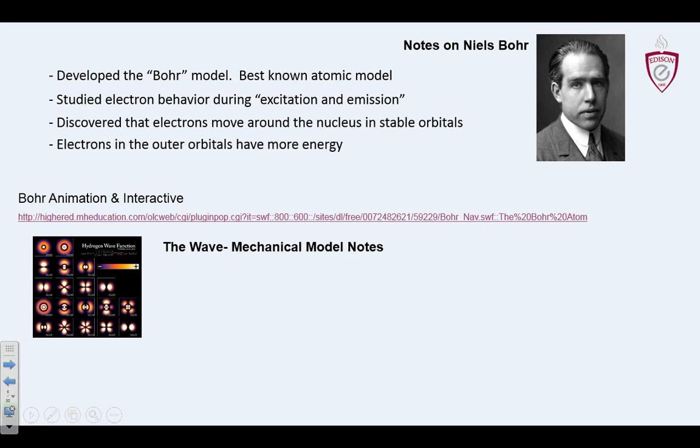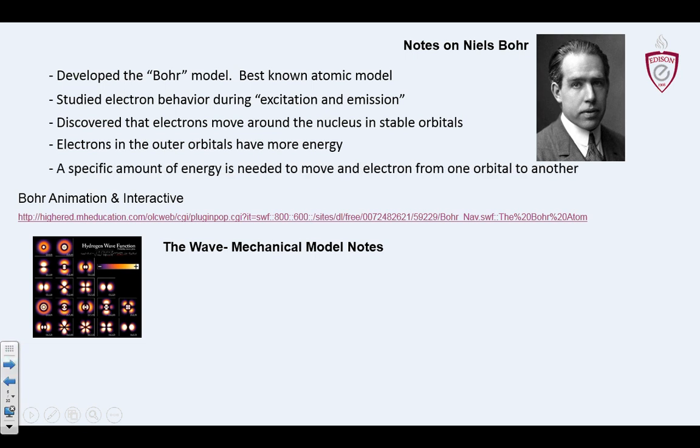And then the electrons are in these outer orbitals, and the farther away they are from the nucleus, the more energy they're going to have. Right, so that's really all there was to it. And then this whole excitation and emission theory came, that each orbital that I move, it's a specific amount of energy. Like steps on the stairs. Exactly, like steps on the stairs.